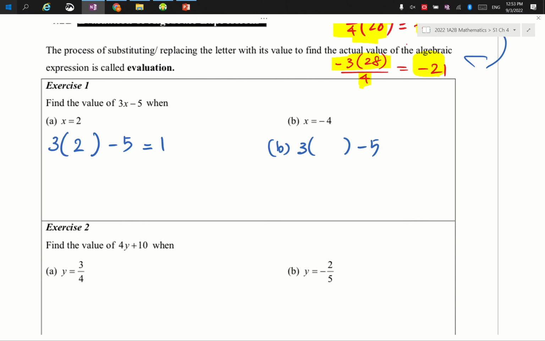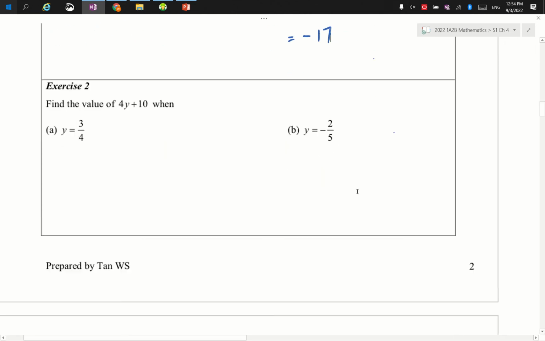Now, x equals to -4. Put a -4 inside. Calculator can help you get an answer. So -12 minus 5, -17. Simple. For the unknown, put bracket. Now next one, find the value of 4y plus 10 when y is equal to 3/4. Oh, there's a y that they want you to replace with 3/4. So all the unknowns, put bracket. Consistent with what I've told you to do, plus 10.